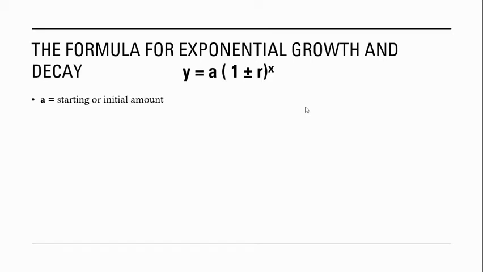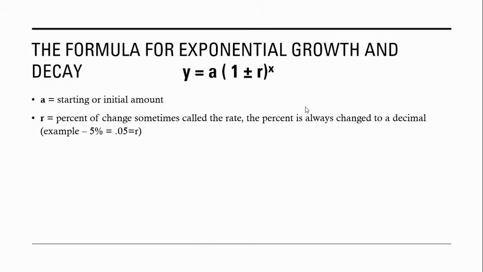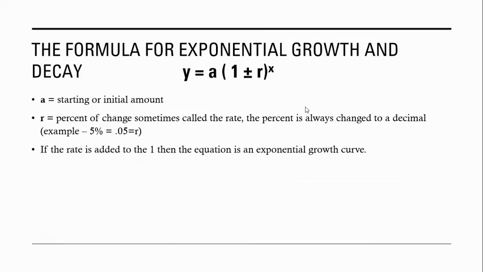So a is the starting or initial amount that you have. R is equal to the percent of change, sometimes called the rate. The percent is always changed to a decimal. So if they tell you in the problem it's 5%, then you must change that to 0.05 for your rate. If the rate is added to the 1, then the equation is an exponential growth curve.